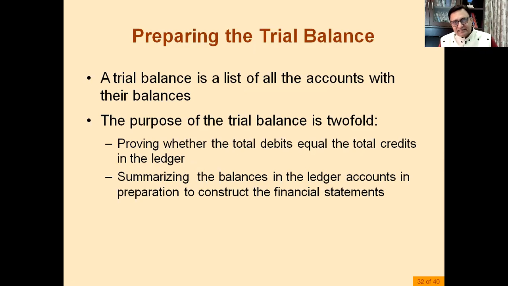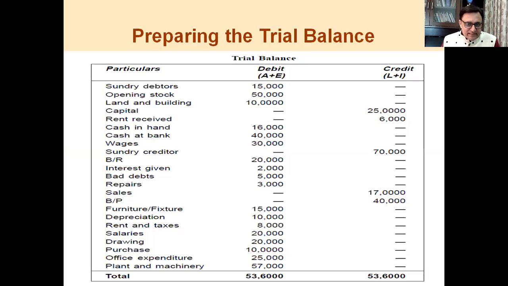So the trial balance is just a summary or list of all the ledger balances which are maintained in the ledger. The purpose of the trial balance is twofold. Number one, it checks whether the total debits equal the total credits in the ledger, and it summarizes the balances in the ledger accounts in preparation to construct the financial statements. So this is the proforma for preparing the trial balance, which is laid down here.